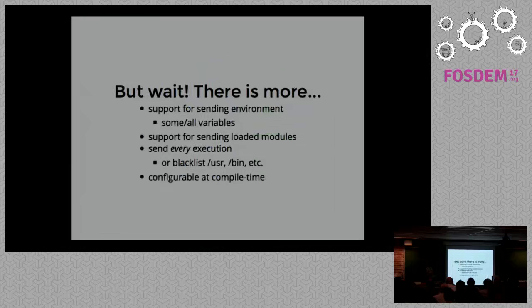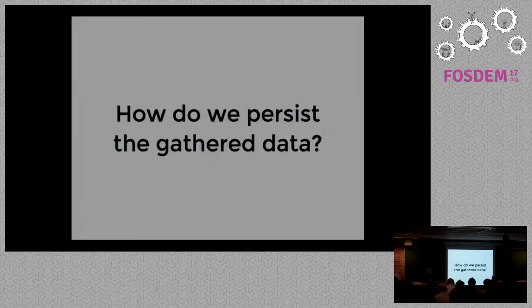OGRT is very configurable, so at compile time, your sysadmin decides what he wants to monitor. You can send certain environment variables where you know that there are problems. You can do all environment variables. You can send the loaded modules. You can decide to blacklist some stuff, for example, /usr/bin, because you don't want to track ls. So that can be done. And now the question is, that's a lot of data. How do you persist that? How do you make sure that it gets somewhere where you can use it?